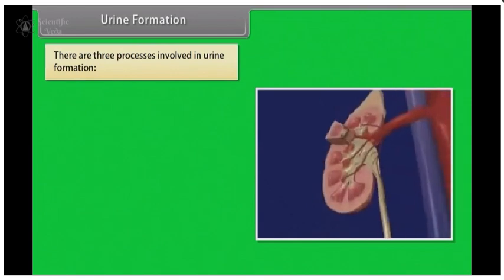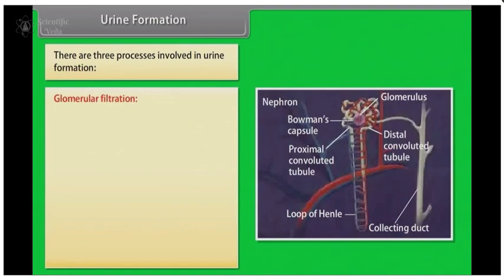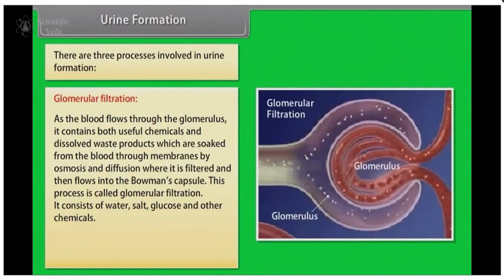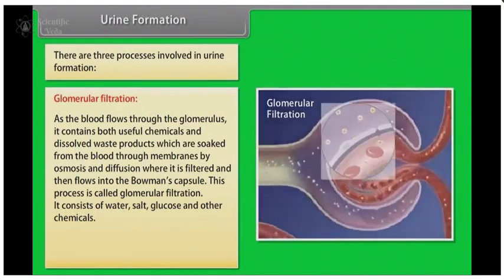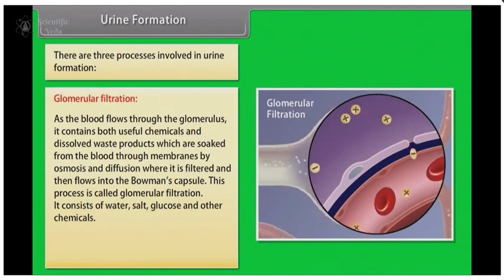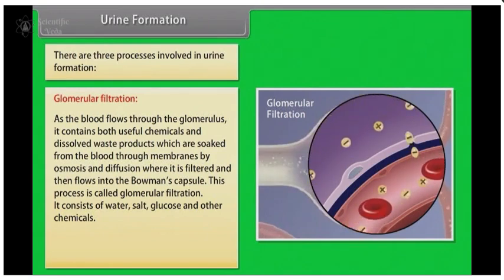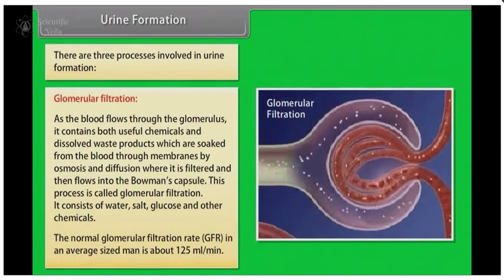Urine formation. There are three processes involved in urine formation. First is glomerular filtration. As the blood flows through the glomerulus, it contains both useful chemicals and dissolved waste products, which are soaked from the blood through membranes by osmosis and diffusion, where it is filtered and then flows into the Bowman's capsule. This process is called glomerular filtration. It consists of water, salt, glucose and other chemicals. The normal glomerular filtration rate GFR in an average-sized man is about 125 milliliter per minute.